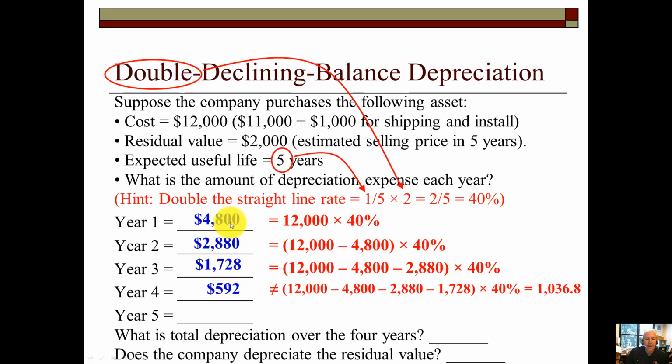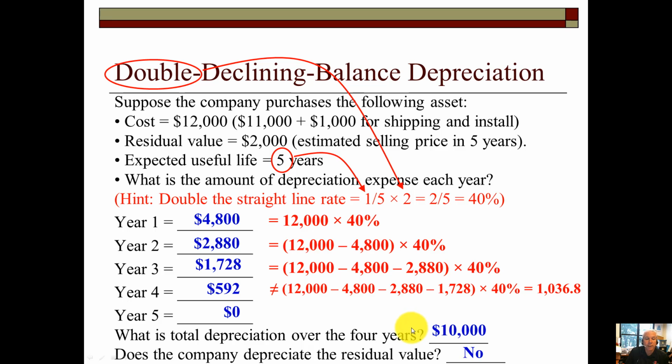So matter of fact, if you add these all together, you'll get exactly $10,000. That's how you know you're fully depreciated. We cannot use what the formula tells us to use. So here we're forcing the depreciation. So now we're fully depreciated at the end of year 4, so that means there'll be no further depreciation in year 5. So what is the total depreciation over the 4 years? If you add these blue numbers up, you'll get 10,000. Correct. Does the company depreciate the residual value of 2,000?